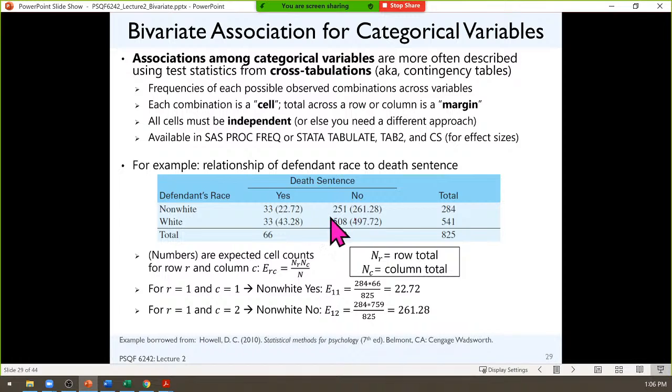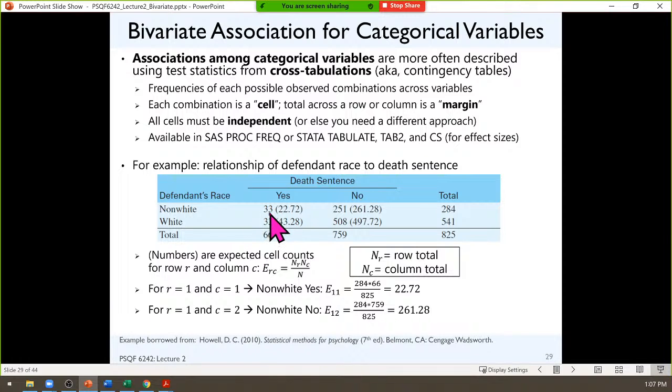And then inside the table here, these are known as cells. Cells are combinations of particular values on one variable with particular values on another. And these contingency tables are generally organized without respect to order of the variables. There's no ordering that's necessarily implied by the rows versus the columns. So these can be used for binary variables, ordinal variables, or nominal variables.